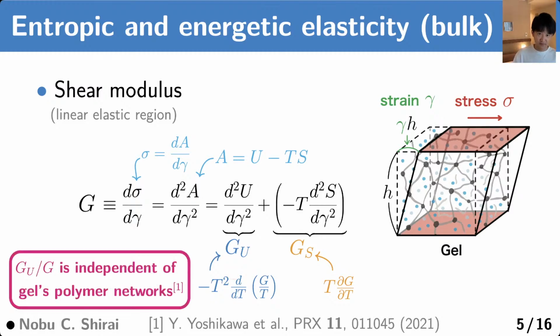And an important thing was shown by the experiment. GU over G is independent of the gel's polymer networks. They used many kinds of polymer networks, and it was shown that the polymer network doesn't affect the value of this GU over G. So in this sense, we can show the existence of negative energetic elasticity using only a subchain of this network instead of dealing with the whole network.